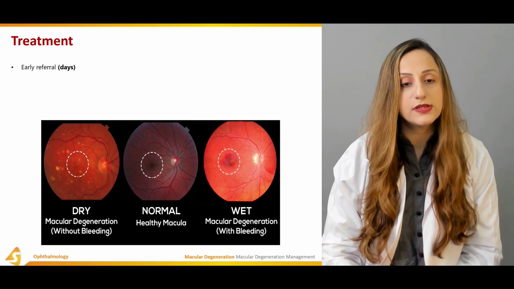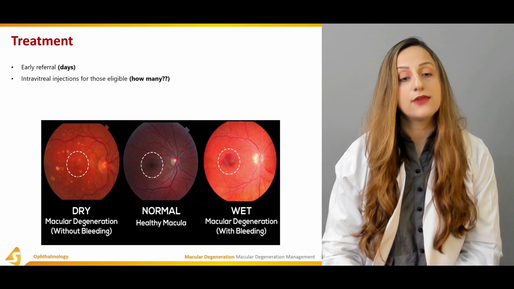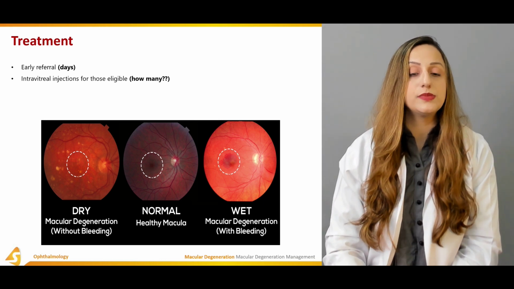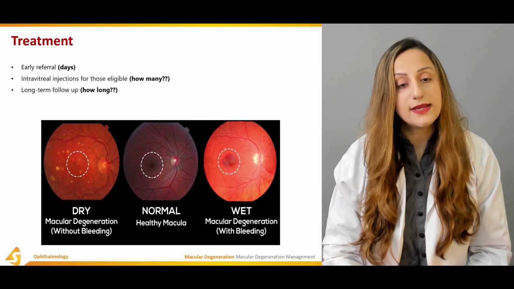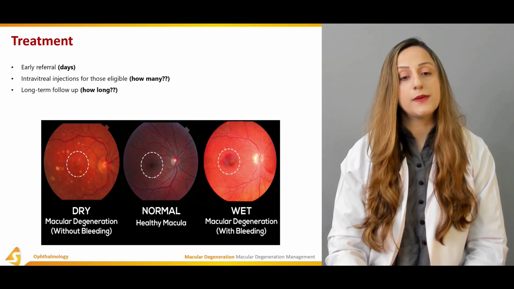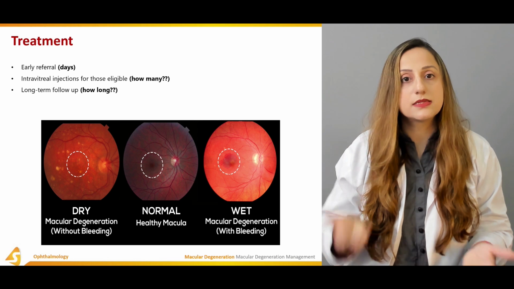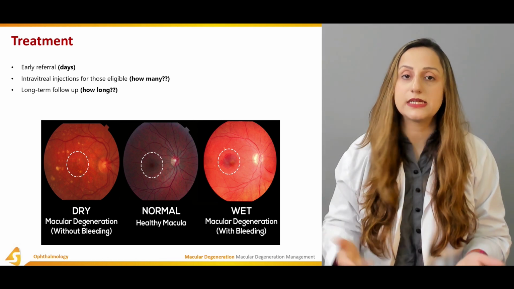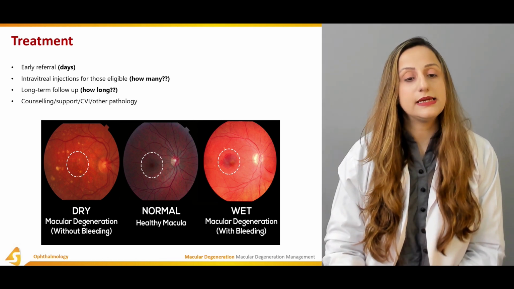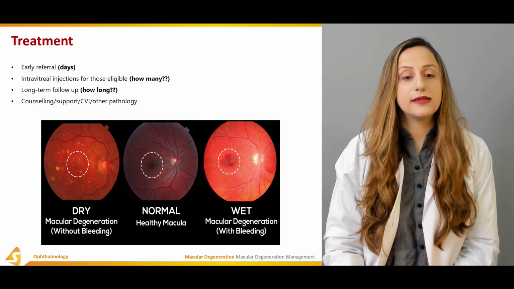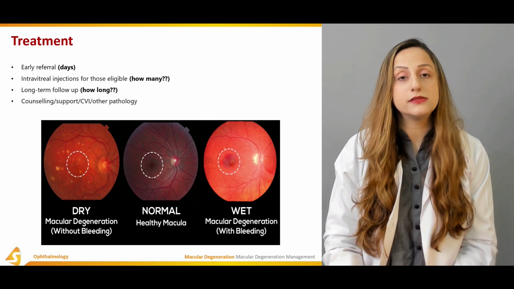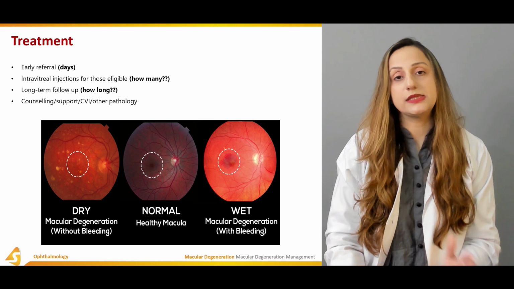The early referral in days is very important. Intravitreal injections for those eligible, and how many injections, it's quite debatable. Long-term follow-up, how long this follow-up can take place, there is no specific indication for that. And the counseling, the support, and the complete vision loss, other pathologies have to be ruled out in this particular patient.